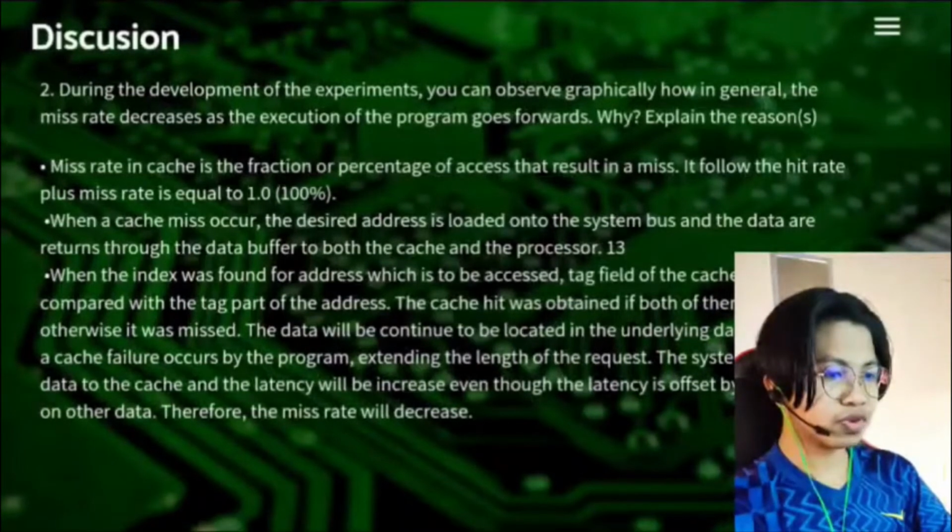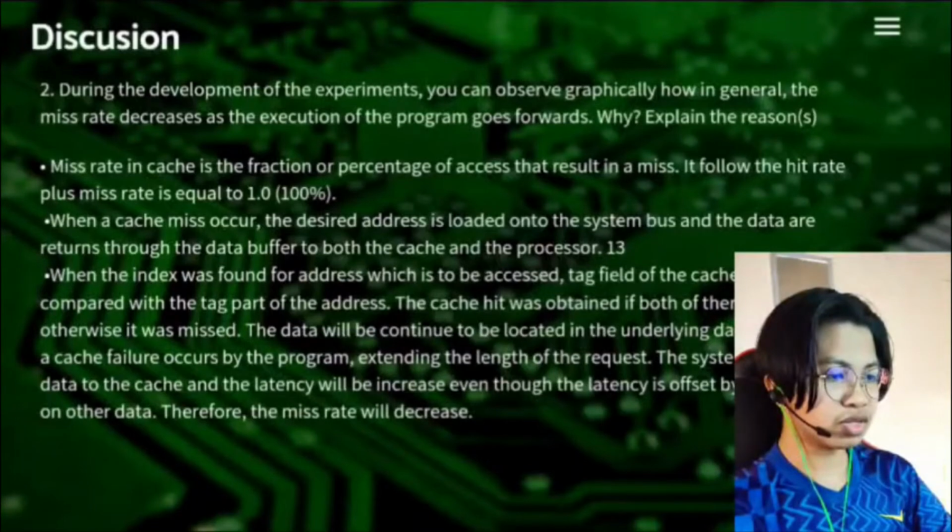When the index is found for the address to be accessed, the tag field of the cache will be compared with the tag part of the address. A cache hit is obtained if both of them match, otherwise it is a miss.